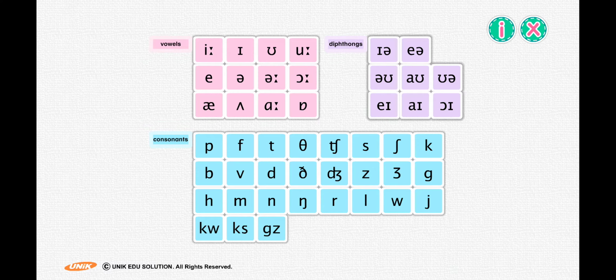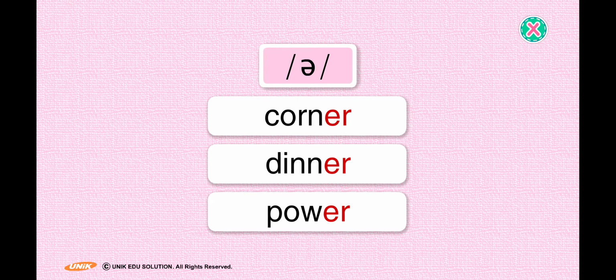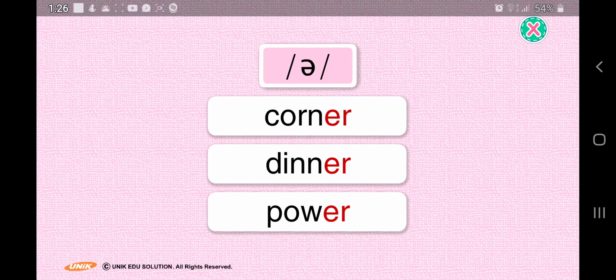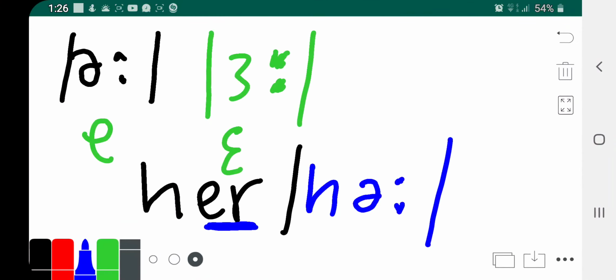Our third symbol is pronounced. Good. So the examples are corner, dinner, power. One more time. Go one more time. Corner, dinner, power. So we have corner, dinner, power. Let's go back to the whiteboard. There we can talk more about it. Let's go back to the whiteboard.